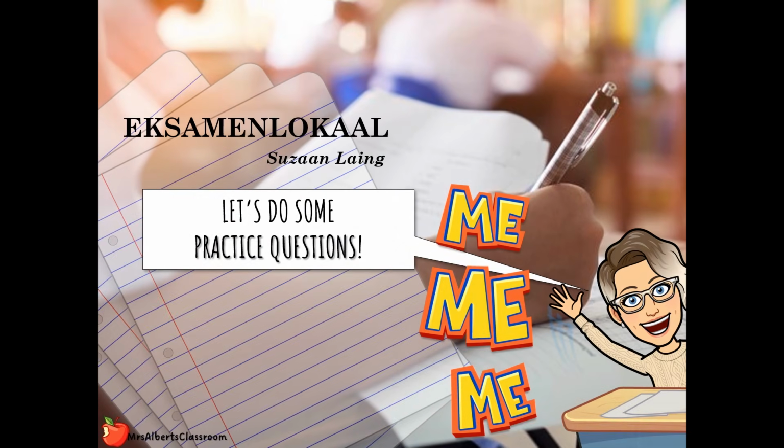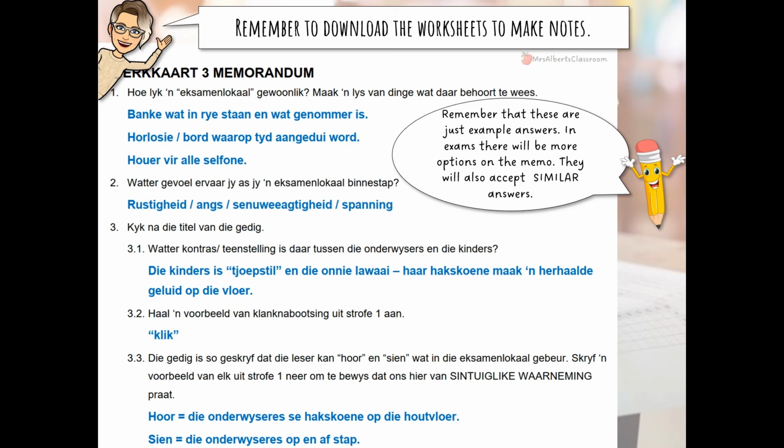Okay, let's do some practice questions for EKSAMENLOKAAL. Goed, nommer 1. Hoe lyk 'n eksamenlokaal gewoonlik? Maak 'n lys van dinge wat daar behoort te wees. So, what does an exam venue normally look like? And make a list of everything that should be there. So, this can be anything. I just gave you a few examples.